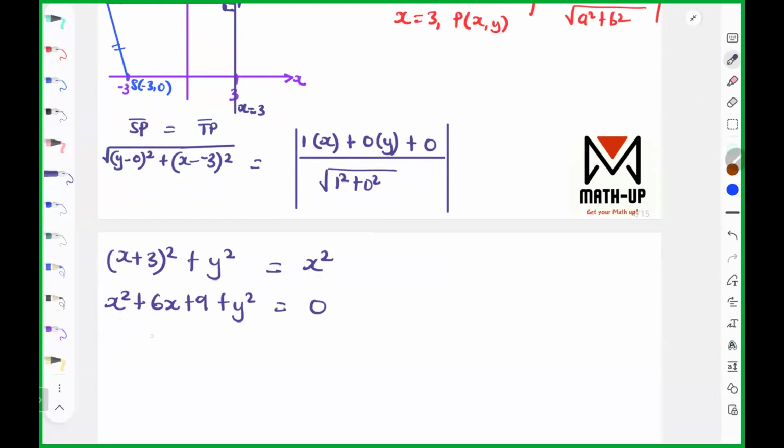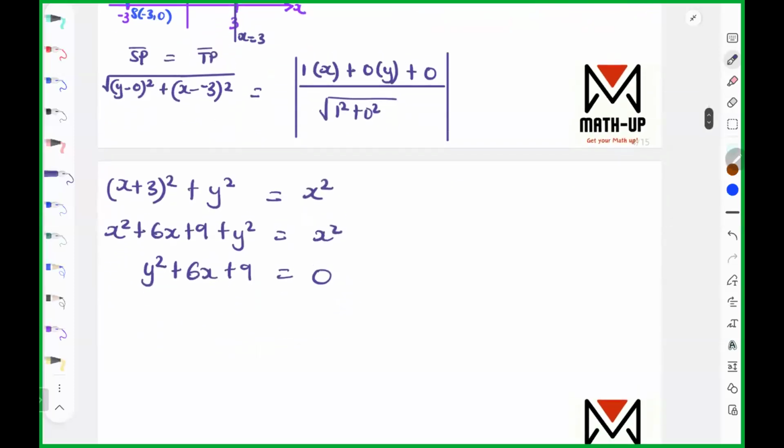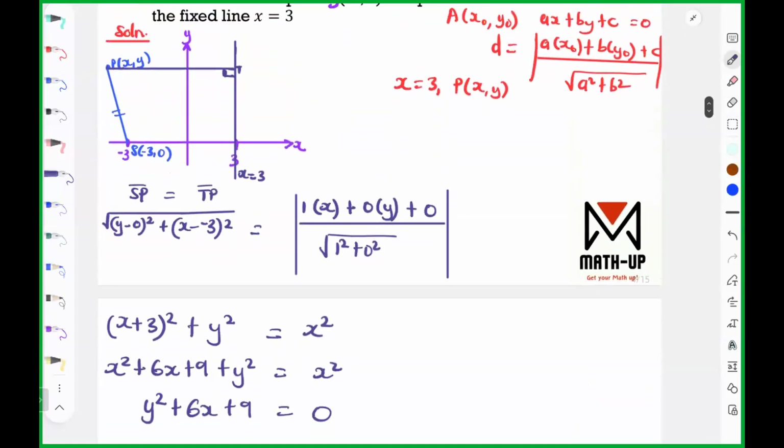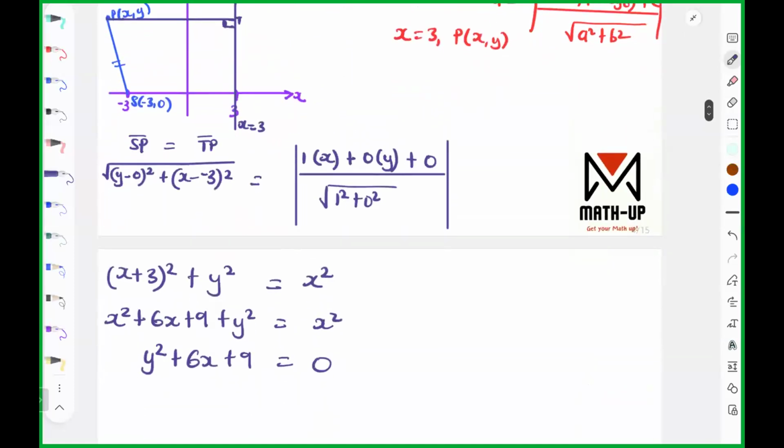Is equal to x squared. So I think you realize that x squared will go, and I'll be left with y squared plus 6x plus 9 is equal to 0 as my locus. So that's our answer for that question.